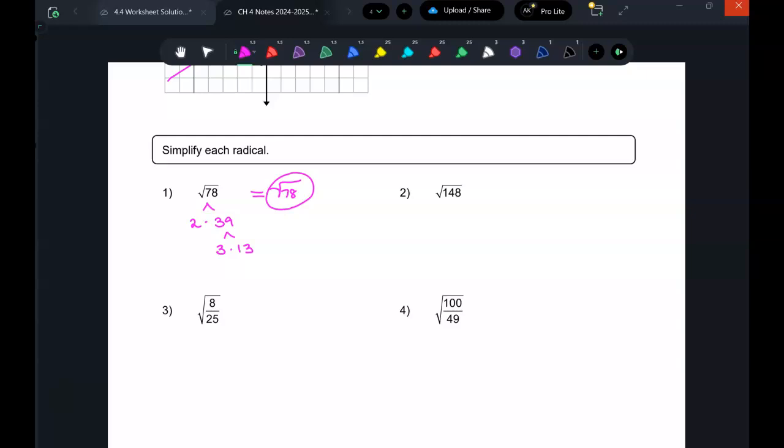Yeah. But if you remember on the quiz, I think I had one that was square root of 23. And the other one was square root of 17. And you just leave it, right?